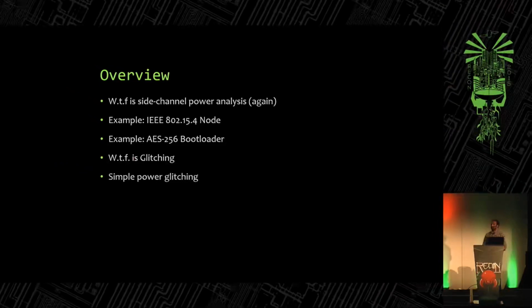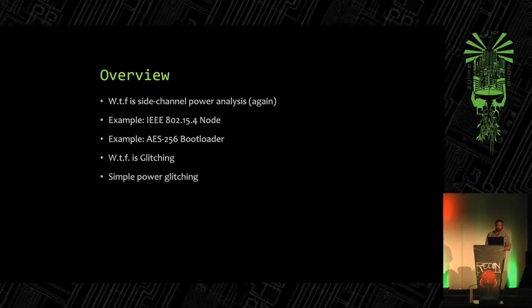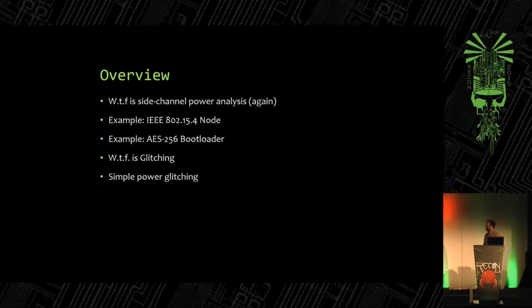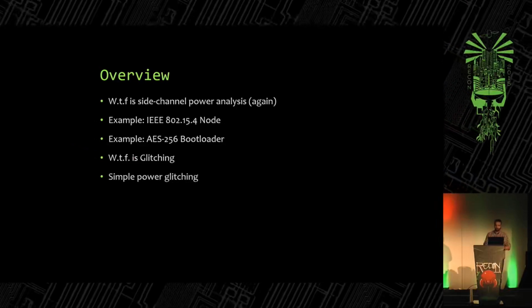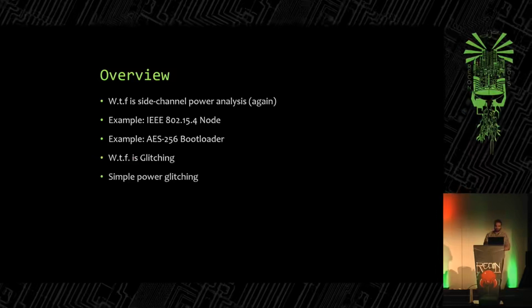I'll give you two examples of where you can use side channel power analysis on real targets. And after that, I'll pretty briefly cover what glitching is and an example of doing glitching against a Raspberry Pi running embedded Linux.